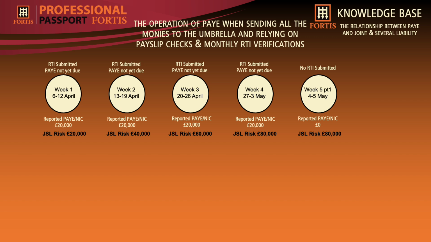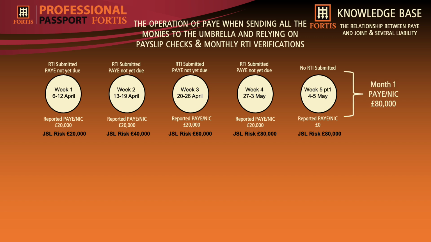You'll also see in week 5 we've assumed no RTI has been submitted, as week 5 is broken into two parts. This is because the monthly cycle ends on the 5th of the month, and so you can see in week 5 there is only the 4th and 5th of May that would count. We have assumed that this weekly payment will be made in part 2 of that week on or after the 6th of May.